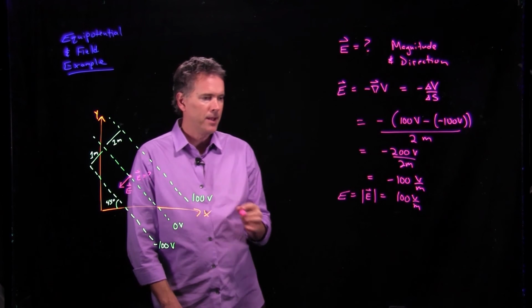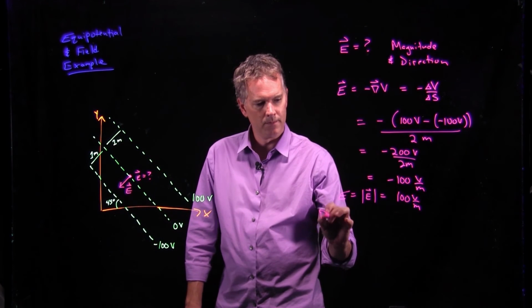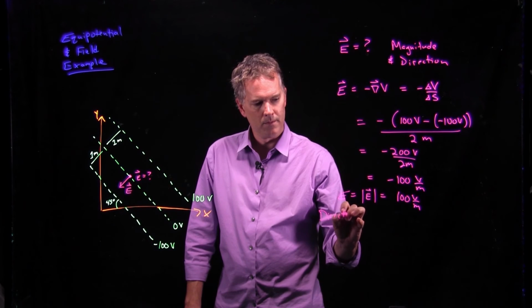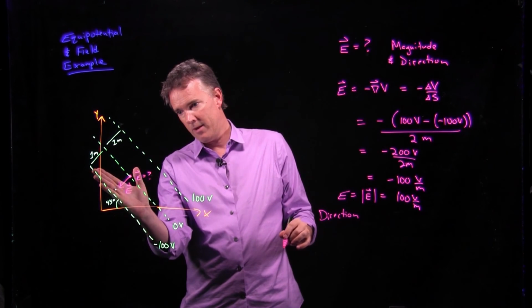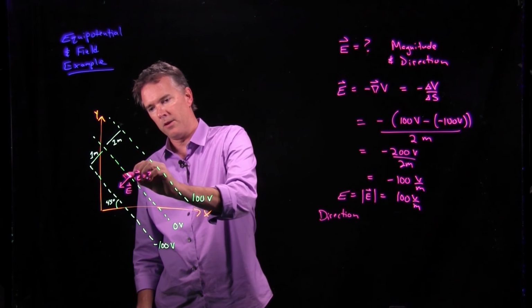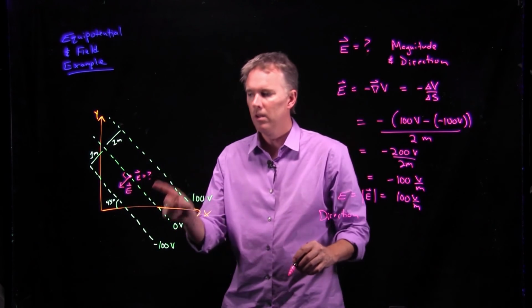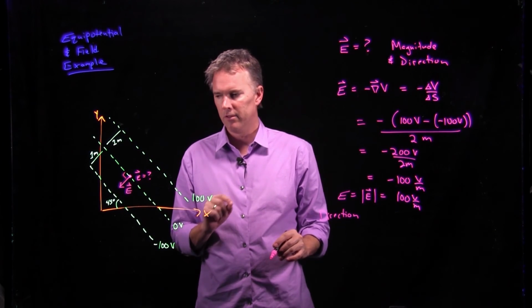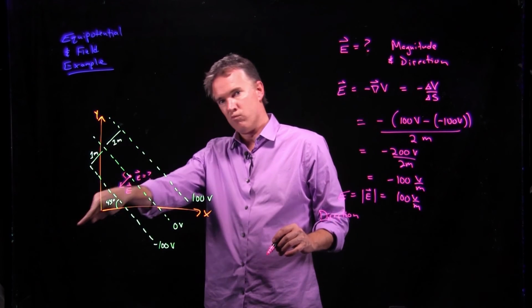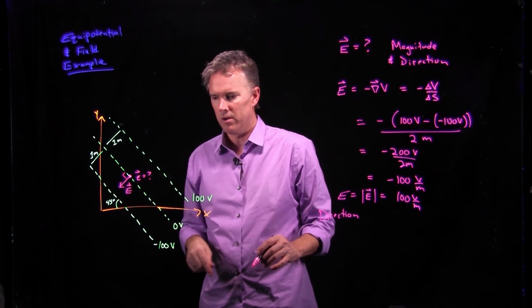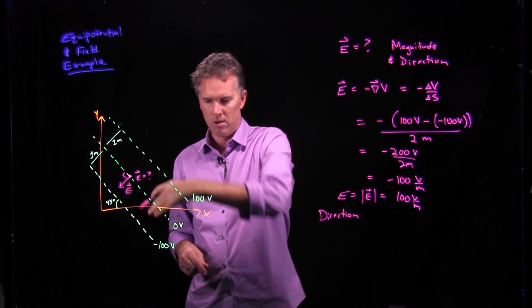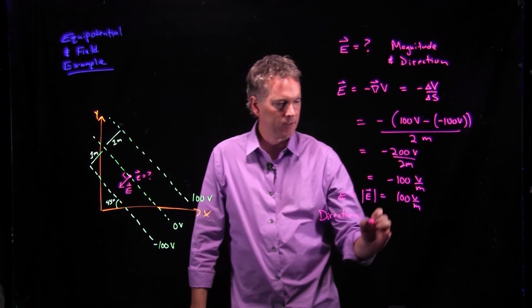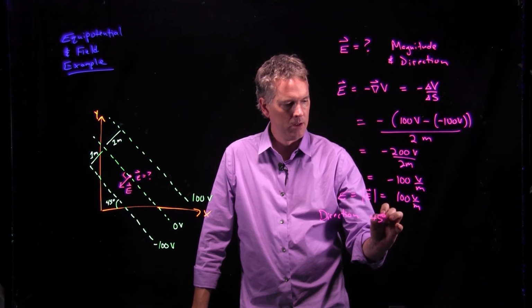And now you have to pick a direction. Well, since these things are oriented at 45, and we know that the electric field has to be at a right angle to the equipotential surfaces, it has to be pointing right back down towards the origin, which would be 45 degrees below the negative x-axis.